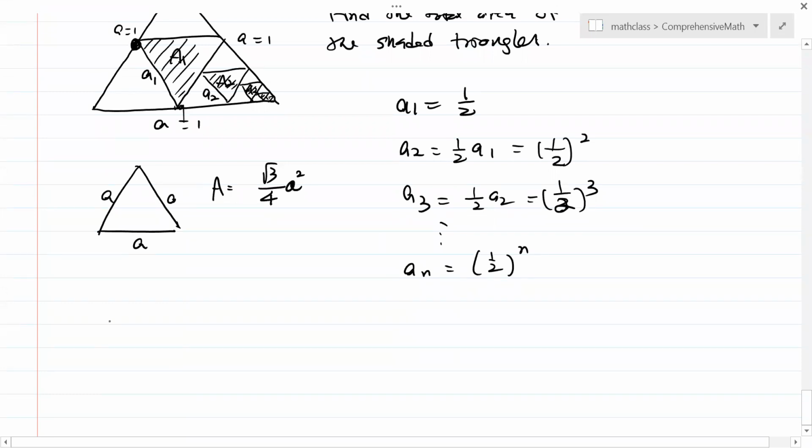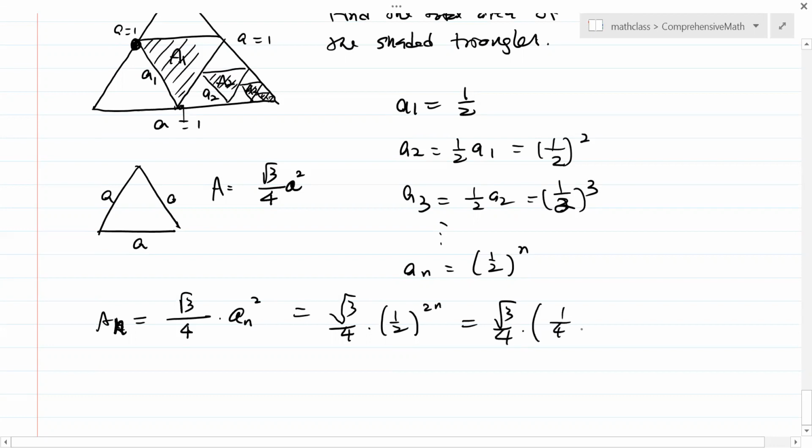Okay, so area, let's look at the AK, AN, the nth term. That's right. AN is going to be square root 3 over 4 times AN square, right? And then square root 3 over 4 and 1/2 to the 2n. Because n square, n is already the nth power. So what you get is 1/4 to the nth power, because I still needed to write it in this form.